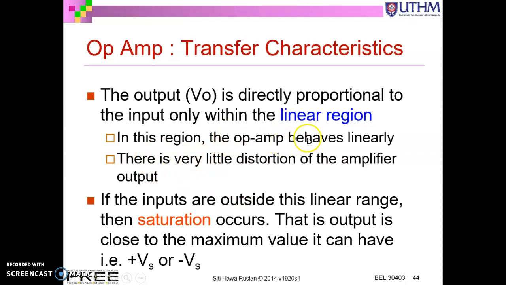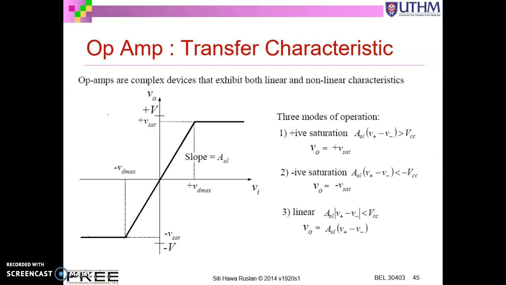So this is where I said just now, the linear region, V plus equals V minus and I plus equals I minus, and the value is 0. Other than that, it will enter the saturation region. So this is the saturation just now, positive saturation, negative saturation. The linear region is in between, so V plus equals V minus is over here.